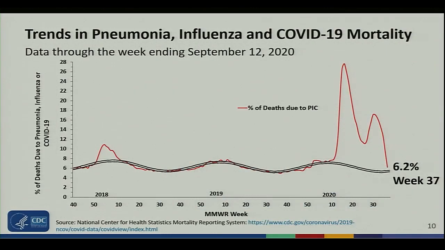This figure shows the trends in pneumonia, influenza, and COVID-19 mortality. The National Center for Health Statistics collects death certificate data from vital statistics offices for all deaths occurring in the United States. Based on death certificate data available as of September 17th, the percentage of deaths attributed to pneumonia, influenza, or COVID-19 for the week ending September 12th is 6.2%. While lower than the percentage for the previous week, it remains above the epidemic threshold and will likely increase as more death certificates are processed.